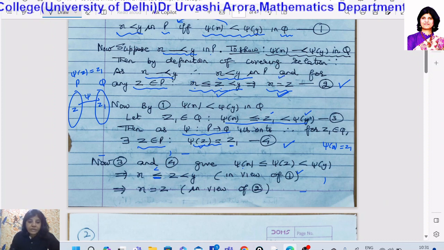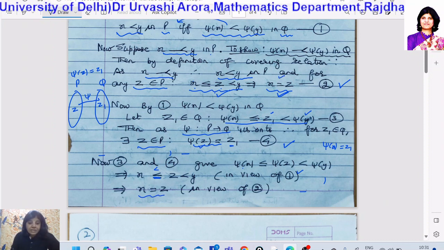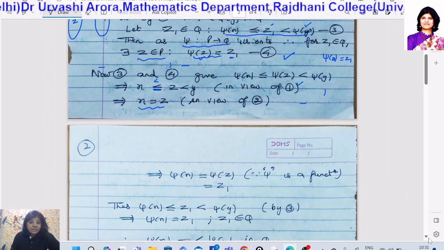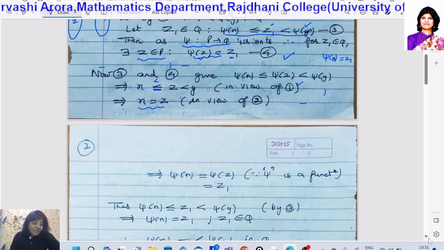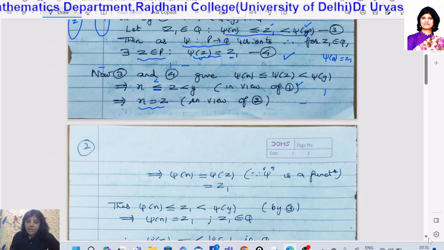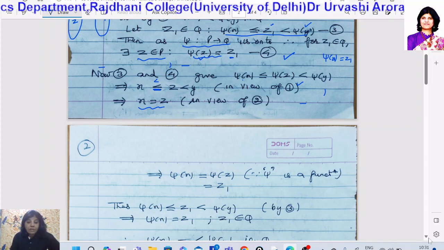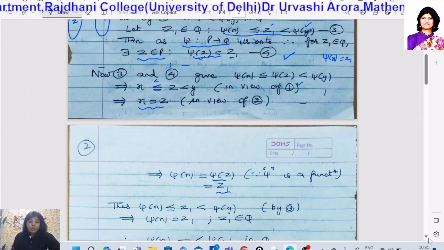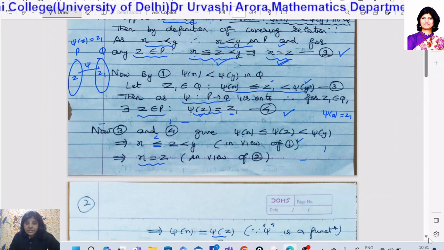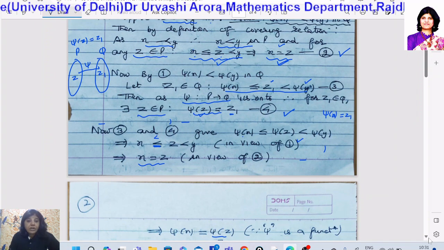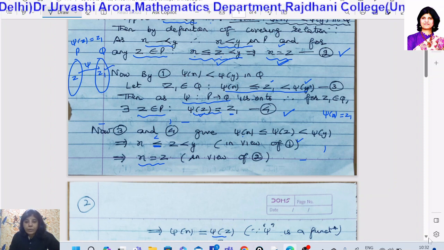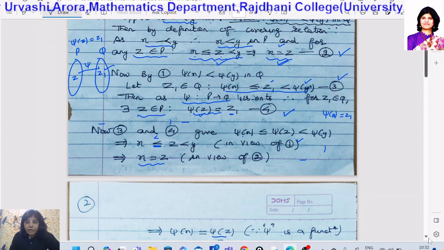So x is equal to z, using 2. Then this implies psi x is equal to psi z, because psi is a function. Whenever elements are equal, the images are also equal, but the value of psi z is z1. So this z1, which we can see from 3, was an element in Q, and it was lying between psi x and psi y. Psi x is less than or equal to z1 is less than psi y. We had taken z1 to be like that.